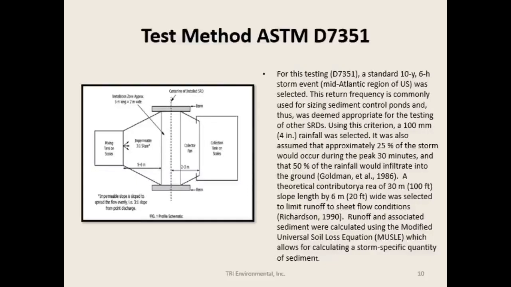The modified universal soil loss equation is used to produce test quantities of runoff of 2,250 kilograms and sediment load of 136 kilograms for a 20-foot linear SRD installation. This equates to a sediment concentration of approximately 6%. A constant discharge from the mixing tank is released evenly across the slope for 30 minutes to replicate the peak 30 minutes of the prescribed storm event.